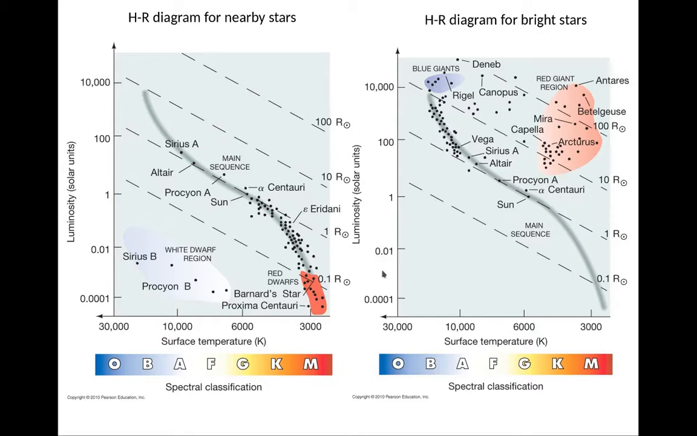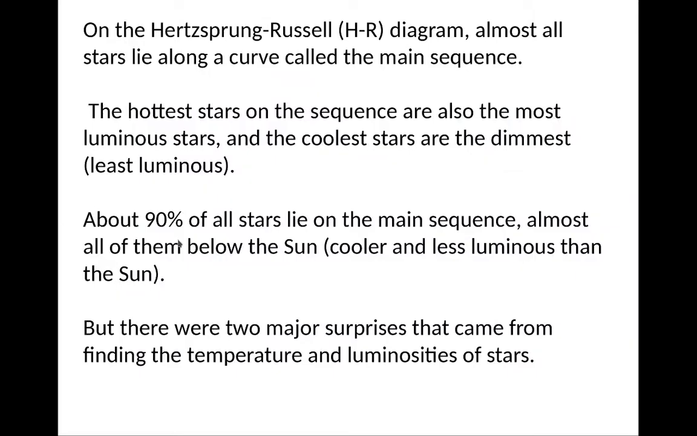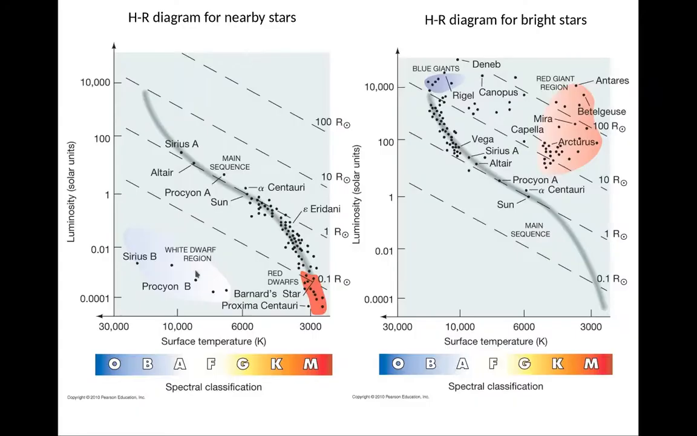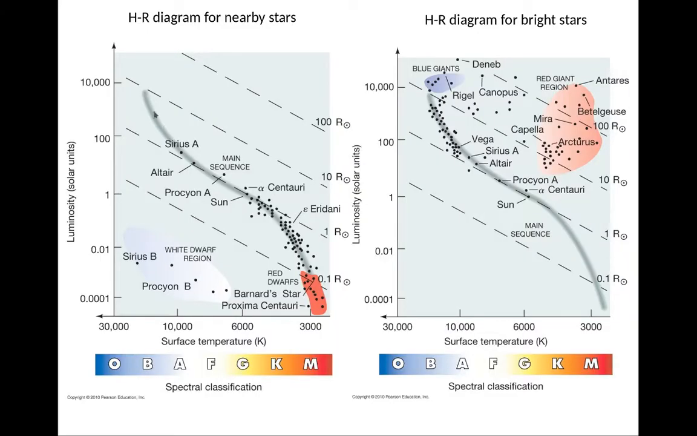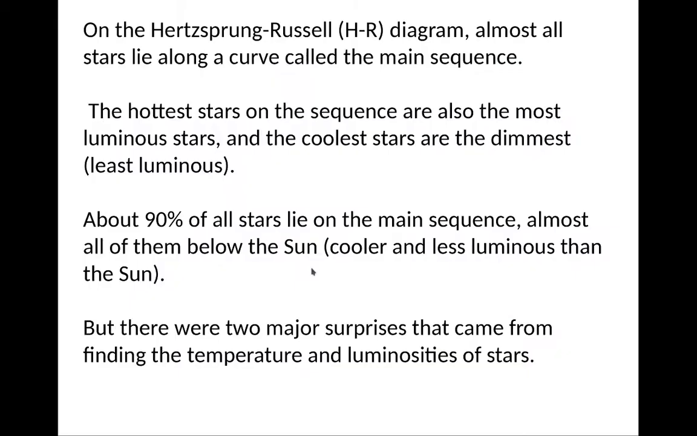All right, so here's the HR diagram for nearby stars, and here's the HR diagram for brighter stars, and this is spectral classification, from higher temperature to lower temperature, and from not so bright to much brighter. On the HR, or Hertzsprung-Russell, diagram, almost all stars lie along a curve called the main sequence. The hottest stars are also the most luminous stars, and the coolest stars are the dimmest stars. So the hotter the star, the brighter it is in total luminosity. The smaller the star, the dimmer it is.